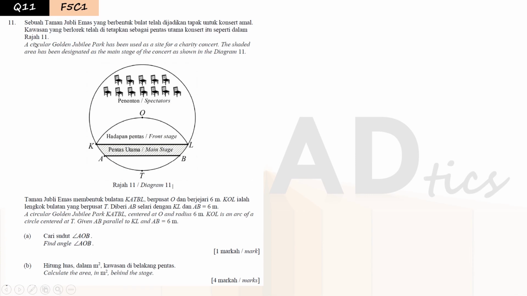Next question is coming from circular measure, and here we have some information given, so let's go through it one by one. Alright, so here we have this circular park, the center is at O and its radius is 6. Here it means 6 meters. And the next information is KOL is actually an arc of a circle centered at T. Right, so there's actually one circle which has the center T here. And KOL, which is this line, is the arc.